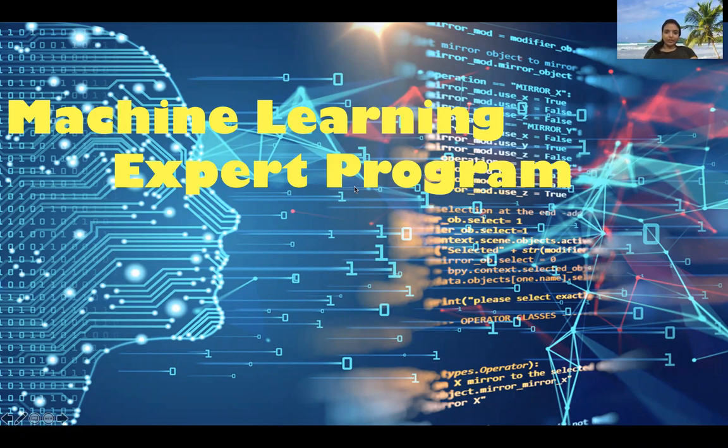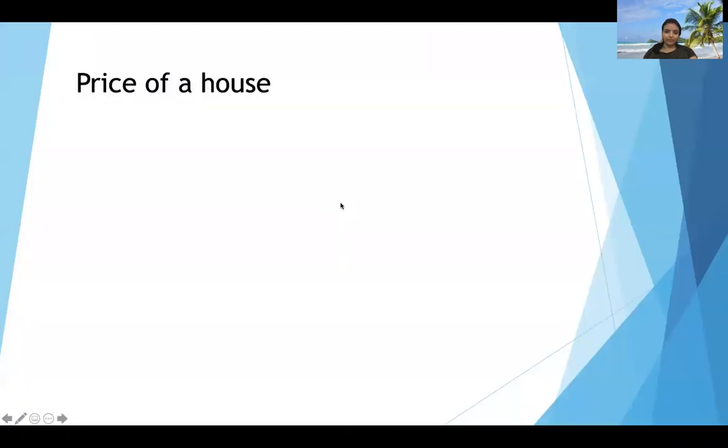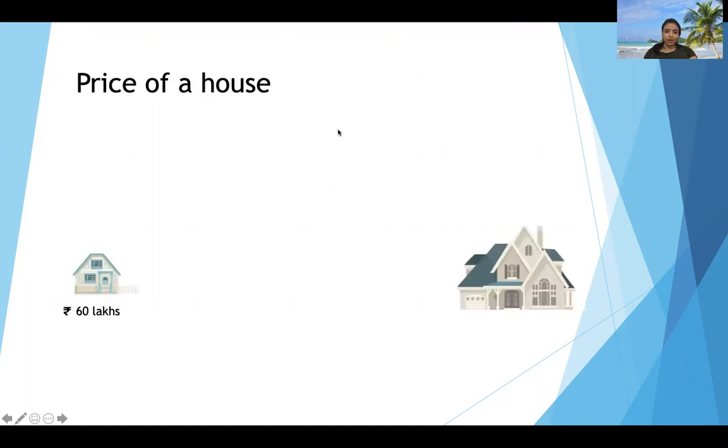Today we will look at some examples of linear regression and logistic regression. So let's begin. Let's say we are studying the housing market and our task is to predict the price of the house given its size. For that we have a small house priced at 60 lakhs and a big house whose price is 1.4 crore. And we have to estimate the price of the medium size house. How do we do it?